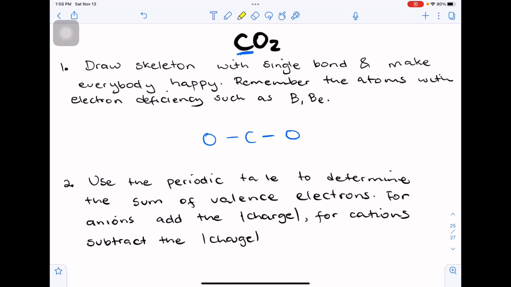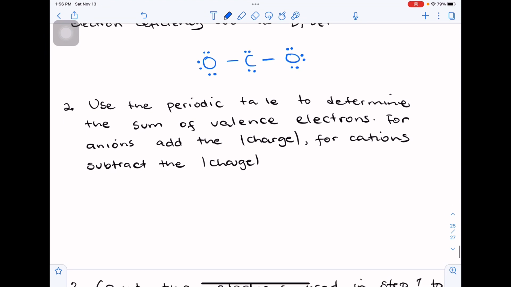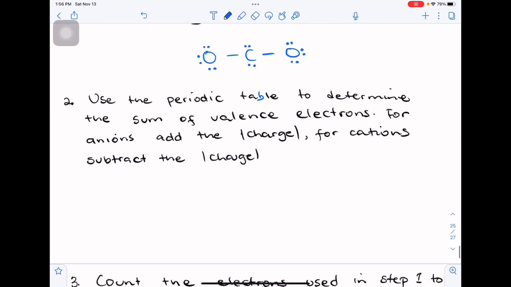Now, our job is to make everybody happy, and everybody means all the atoms here. We should make them happy. If we look at the oxygen, it has 2 electrons, the ones that are shared between C and O. So if I put 3 lone pairs around oxygen, now the oxygen is happy, and I do the same thing on the other side to make the other oxygen happy. Our carbon is still not happy because it only has 4 electrons, the ones that are shared between each of the oxygens. So we put 2 lone pairs on carbon. Now carbon is happy.